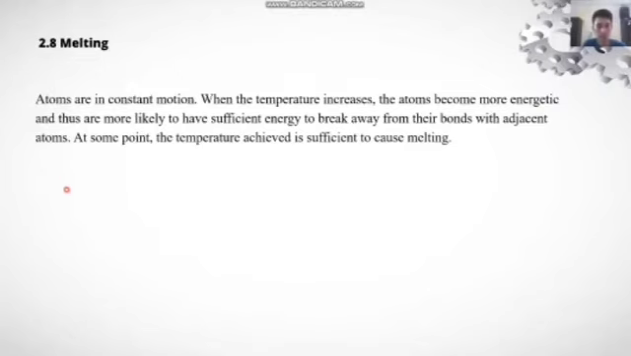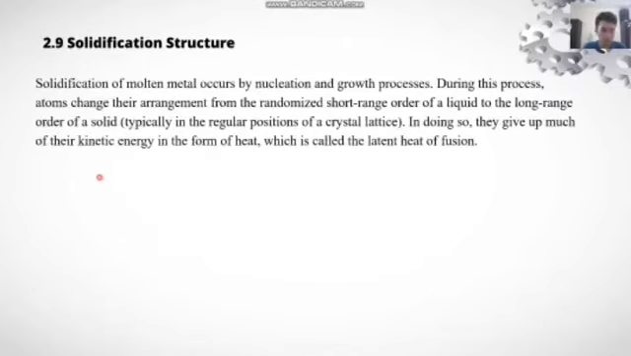2.8 Melting. Atoms are in constant motion. In liquids, atoms are further apart than in the corresponding solid. For example, the density of a plain carbon steel heated to the liquid stage is approximately 20% lower than the solid form of the same steel.